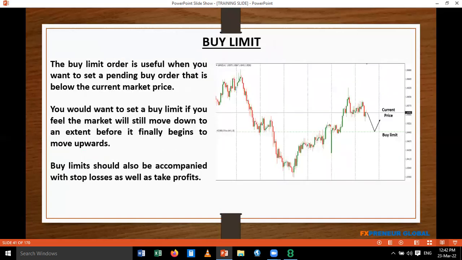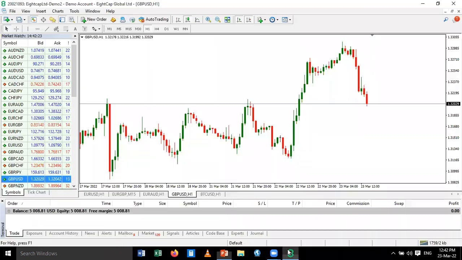For the buy limit, it is you placing a pending buy order at a price that is below the market price. That is buy limit: placing a pending buy order at a price that is below the current market price. I think it will do us well if I practicalize all of this.